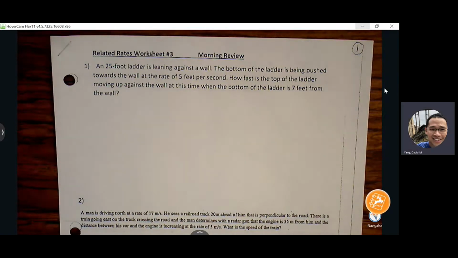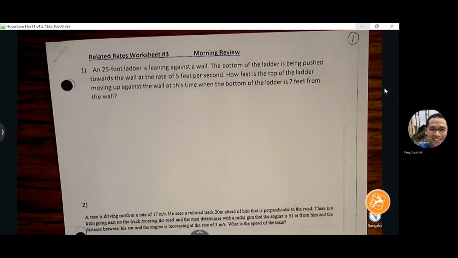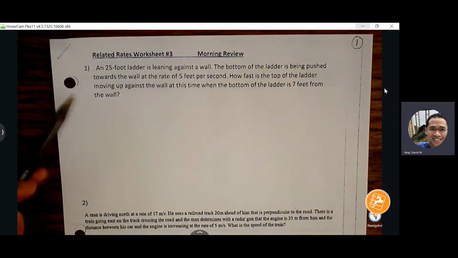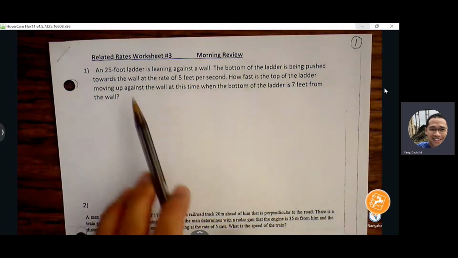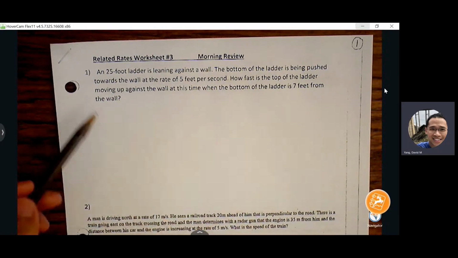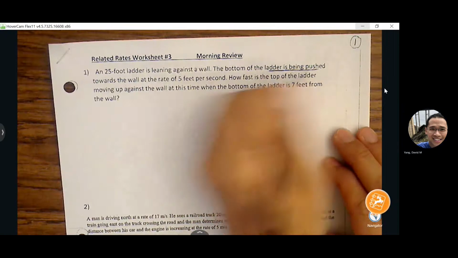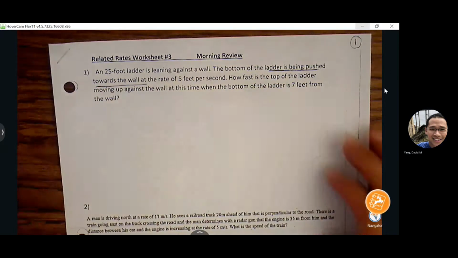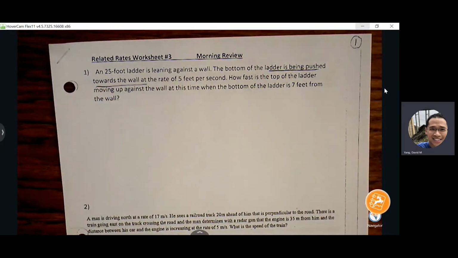Okay, so let's start with something familiar here. Number 1, Pythagorean theorem problem. A 25-foot ladder is leaning up against the wall. The bottom of the ladder is being pushed towards the wall at a rate of 5 feet per second. How fast is the top of the ladder moving at the time when the bottom of the ladder is 7 feet from the wall?